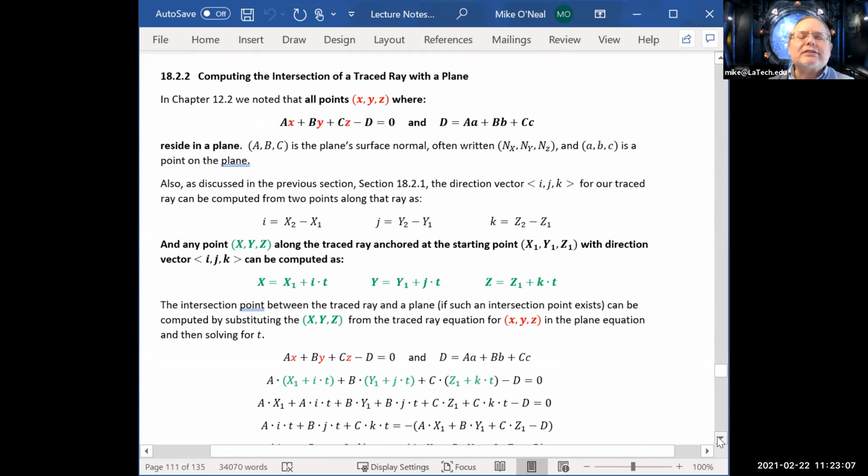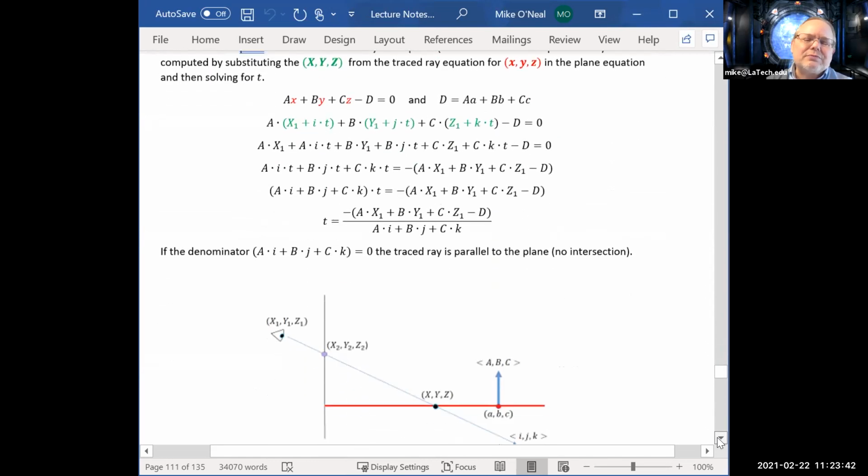Okay, so that's how you get the intersection point with the sphere. You also have to be able to get the intersection point with a plane. So you do the same trick. Instead of starting with the sphere equation, you start with the plane equation. Cap A X plus cap B Y plus cap C Z minus cap D equals 0 is a plane equation, where D is cap A times little a plus cap B times little b plus cap C times little c. What is all of this, Michael? You confuse me with this.